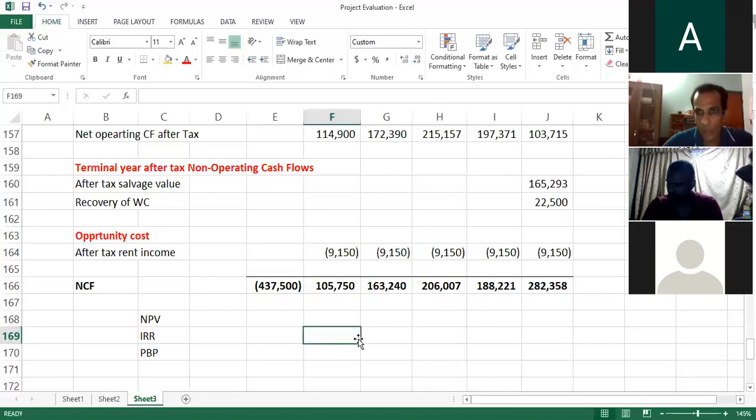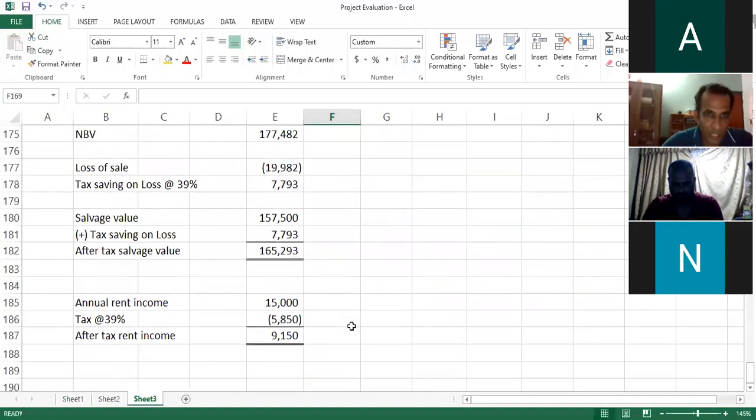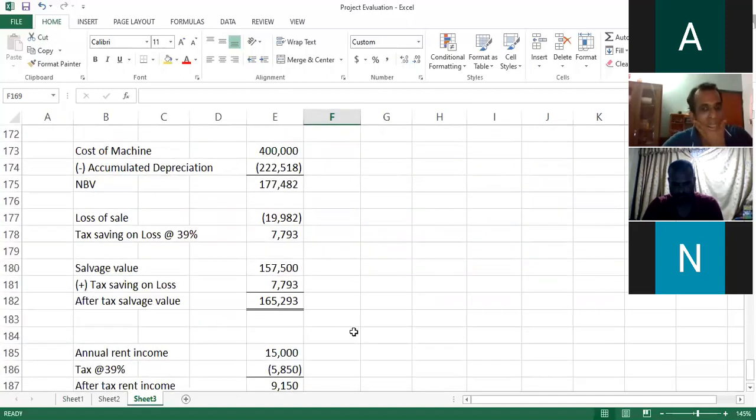Can you show the working for after tax rent working? Can you show it once again, please? After tax working. Yeah. Okay, this one. I will send this file to you.